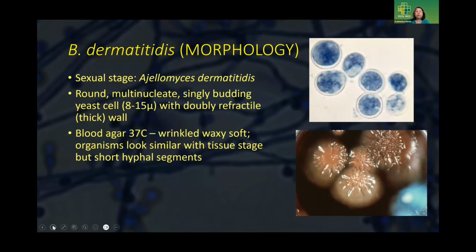At 37 degrees centigrade or in the host, it converts to a large, thick-walled, multinucleated spherical yeast that usually produces single buds. The bud and the parent yeast are attached to each other with a broad base. The bud enlarges to the same size as the parent yeast before it detaches. The yeast colonies are wrinkled, waxy, and soft.